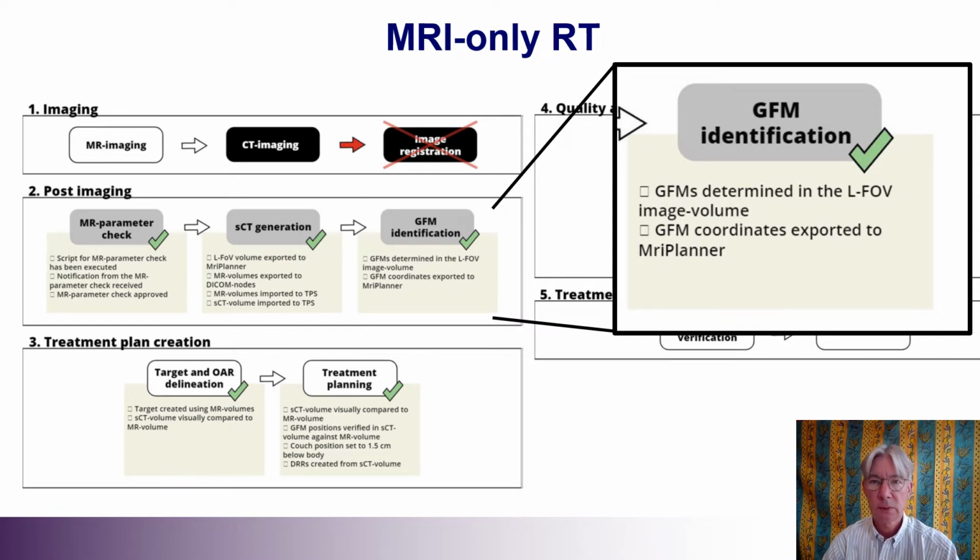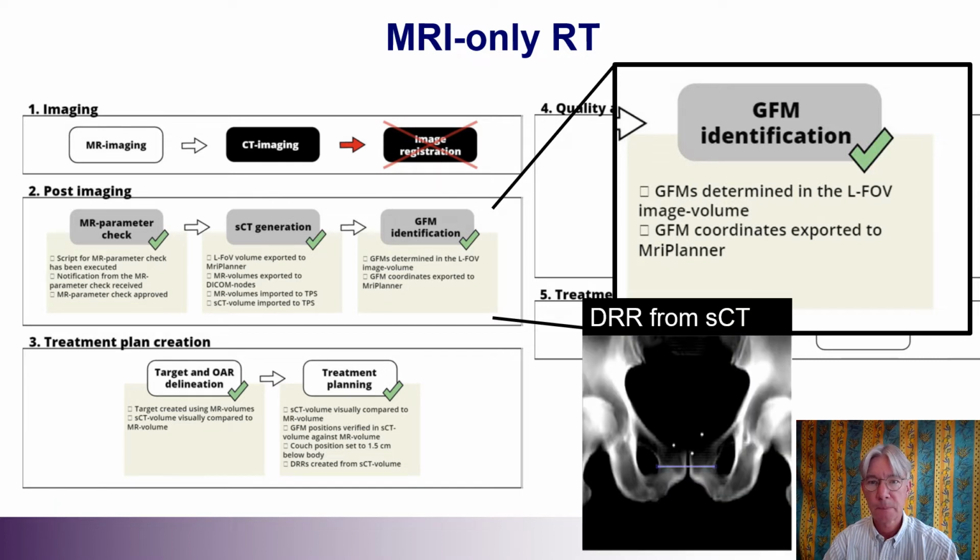So the position of the markers are determined in the large field of view image, and the coordinates are exported to the MRI planner, which burns in the coordinate in the synthetic CT volume. And you can see how the positions of the marker look when they are burnt in, and also visualized in the DRR from the synthetic CT.